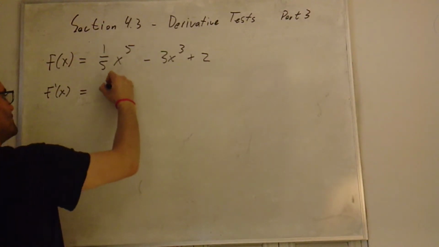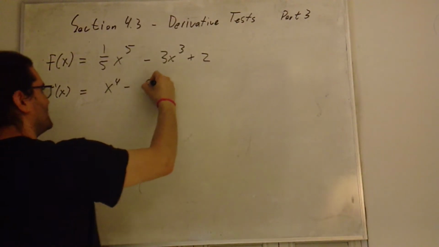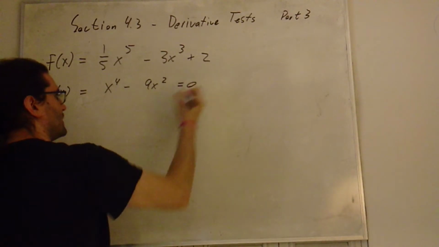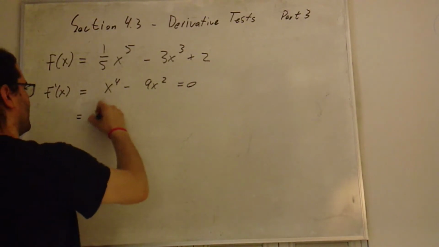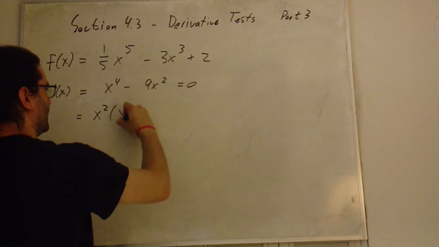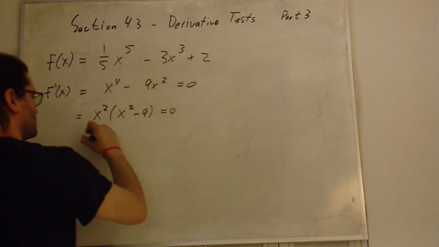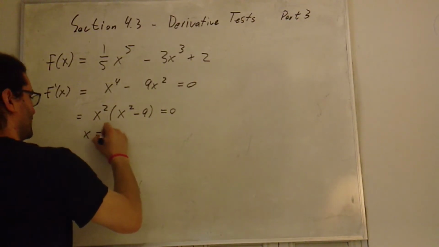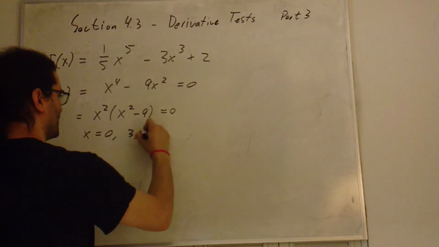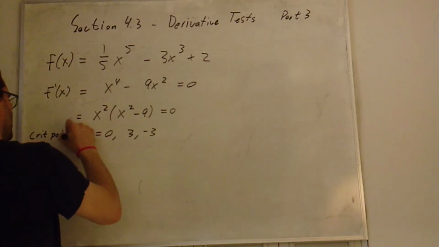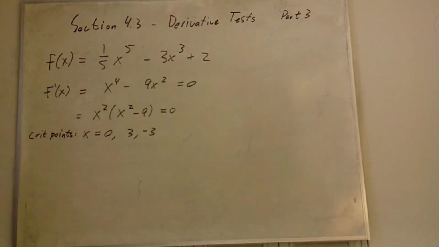First derivative is going to be x to the 4th minus 9x squared. This is what we're setting equal to 0. We're going to factor out an x squared and get x squared times x squared minus 9. So my critical points now are x equals 0, 3, and negative 3. These are my critical points.